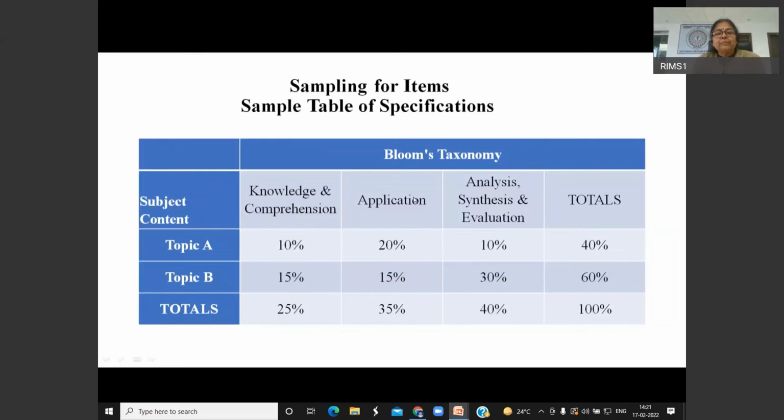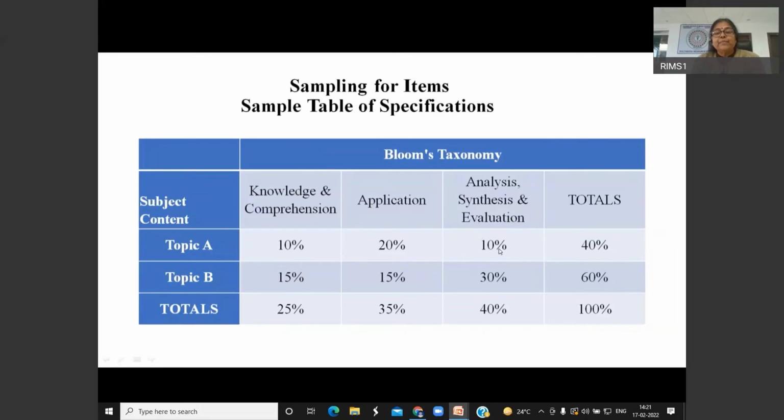Then comes application. Here we should increase. Here it is coming to 20%, though it remains 15 only. And then still higher domains and higher levels of learning, where the student can analyze, and should be able to synthesize and evaluate the case.